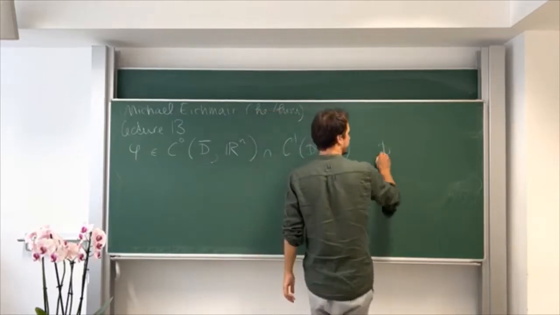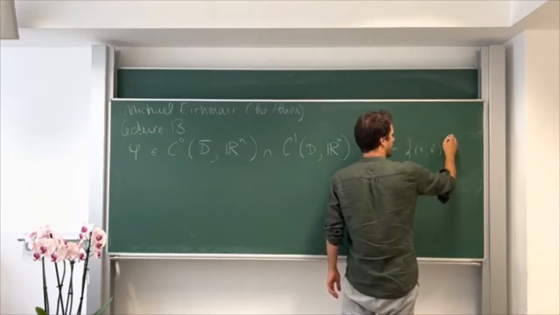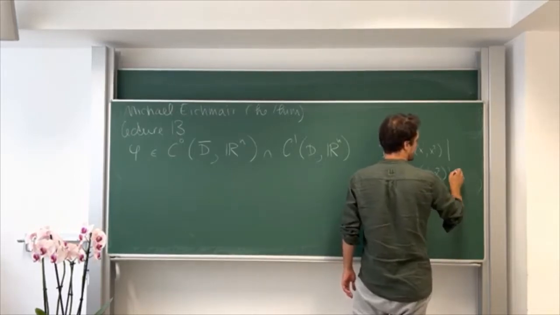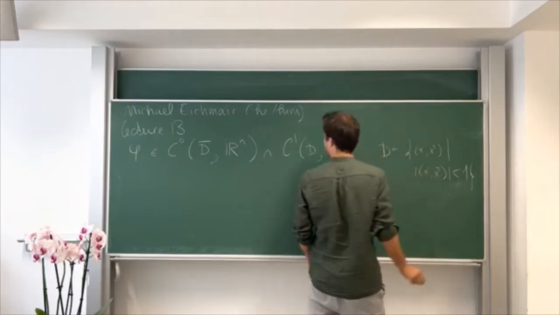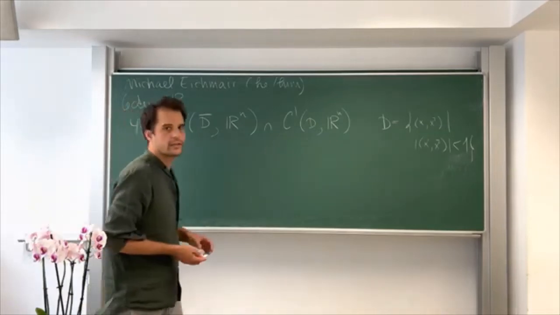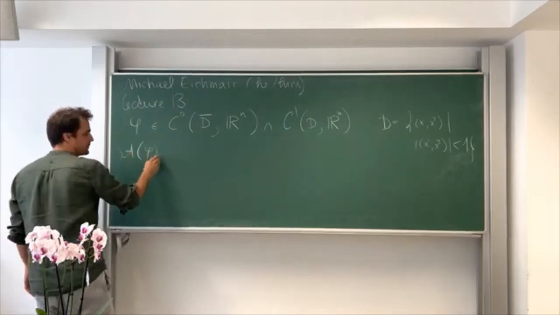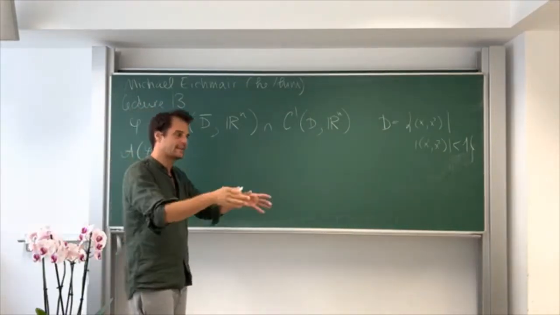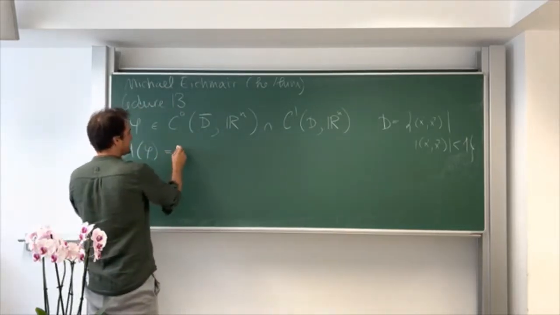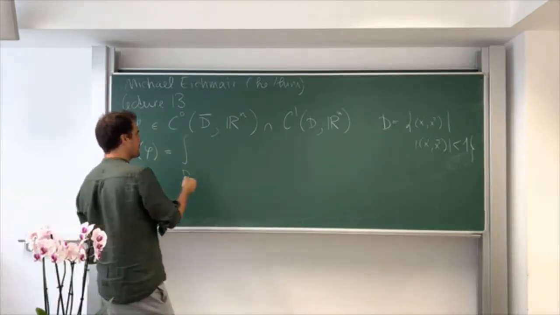Again, D is the notation for the unit disk, those points whose distance from the origin is at most one. To such maps, we associate two quantities. First is what we call the area of the map, and indeed it would be the area if phi is an immersion, the area associated with the immersion. That is given by the integral over the disk of the following quantity.